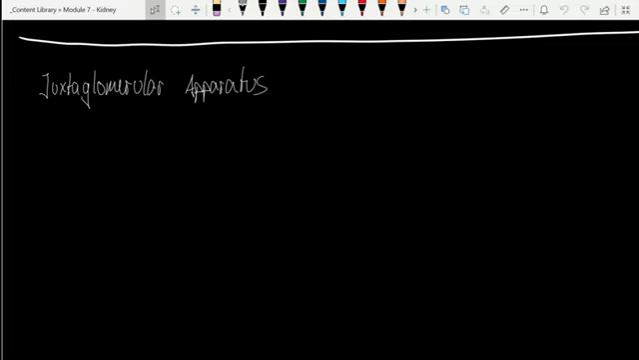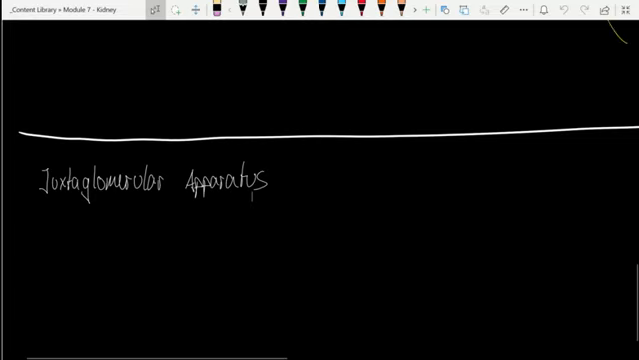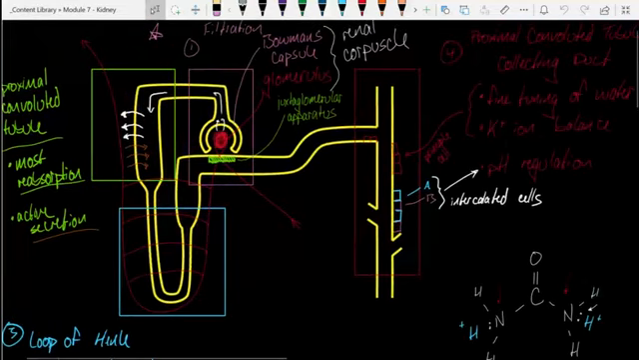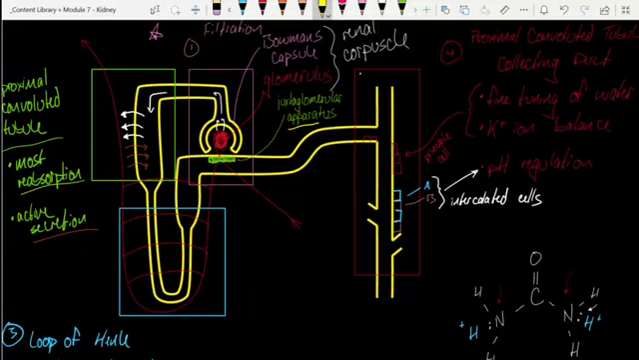All right, to continue where we left off with the last video, I'd like to address the job of the juxtaglomerular apparatus. Just a couple of things. We were able to see where the juxtaglomerular apparatus was, and I want you to take a second to appreciate the location of this. It's in the proximal convoluted tubule, just after the loop of Henle.